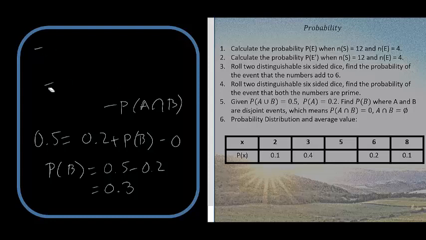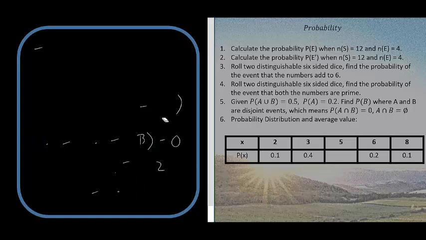Next we are going to number 6. In number 6 it says probability distribution. So a probability distribution is something like the random variable x has the values 2, 3, 5, 6, 8, and then the probabilities of those are listed like 0.1, 0.4, then we have a missing one here, 0.2, 0.1. So usually we know the sum of all these should be 1.